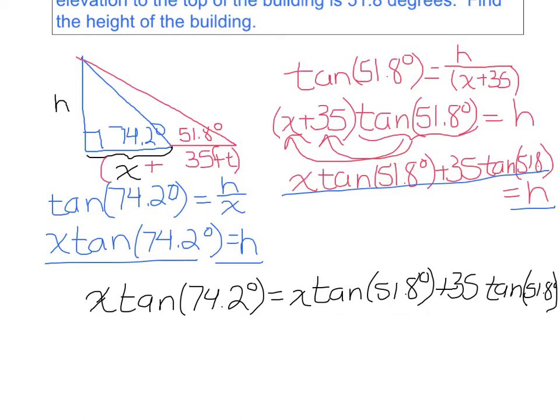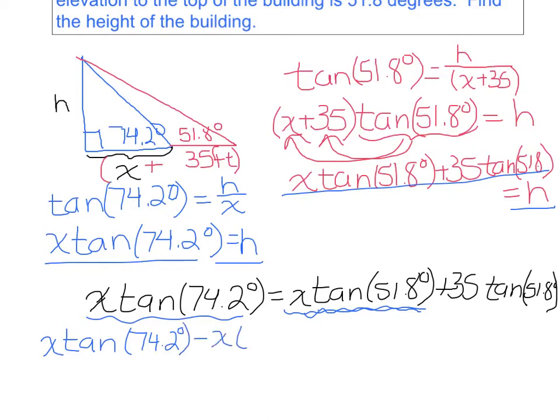Okay, now I have two terms that have x in them. I have this one and I have this one. I'm going to subtract this one right here to the other side so that my x terms are together. So x tangent 74.2 degrees minus x times the tangent 51.8 degrees equals 35 times the tangent of 51.8 degrees.